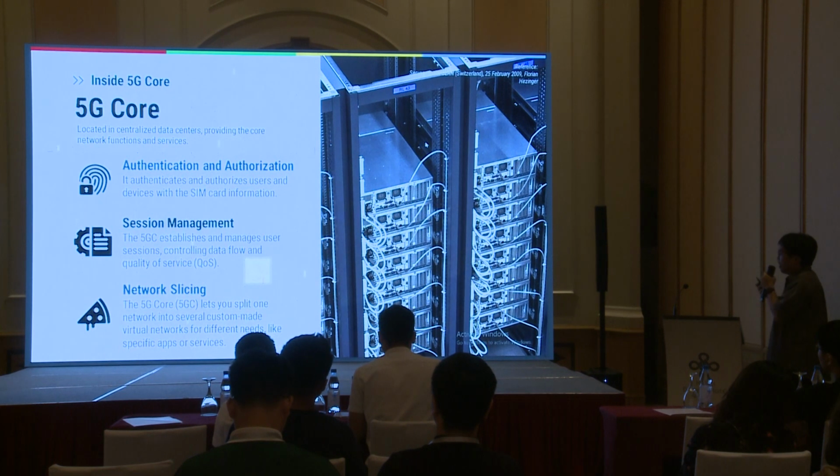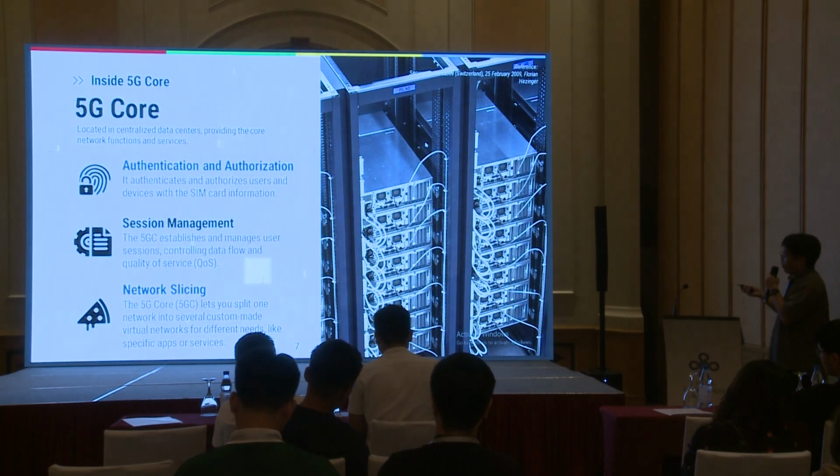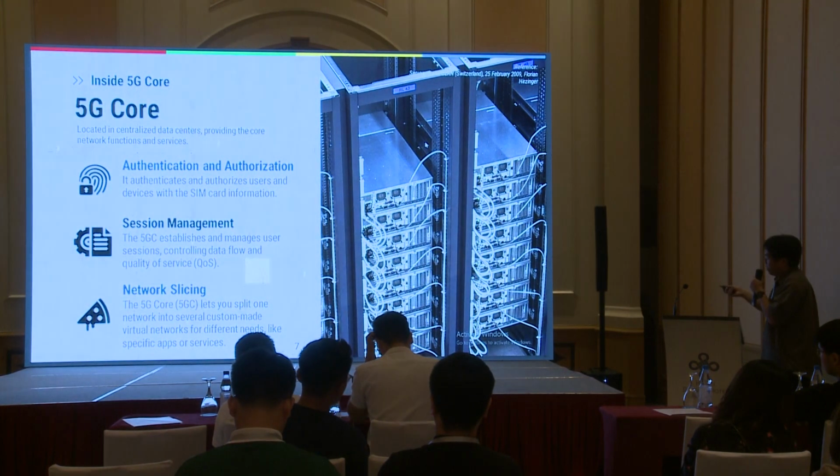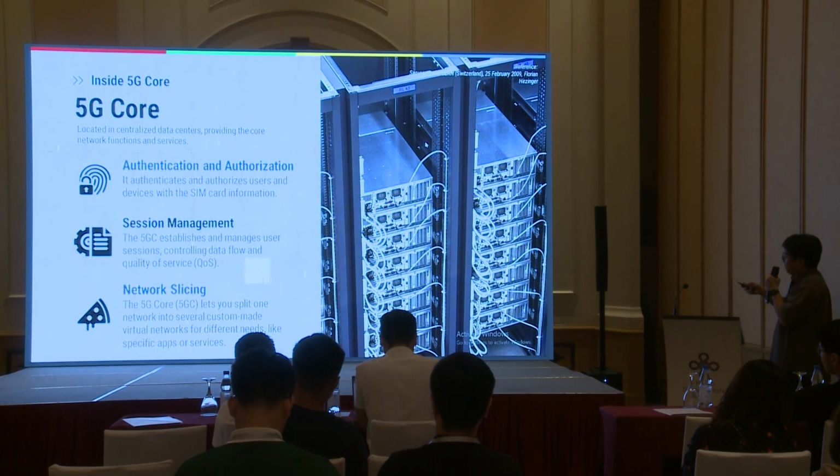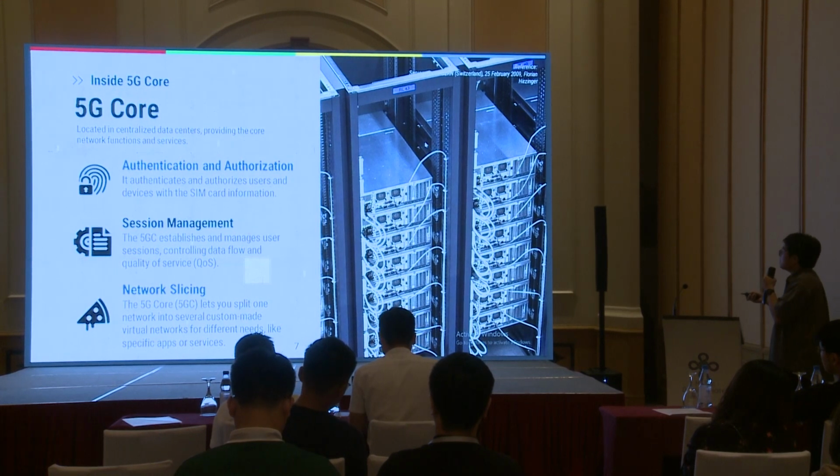Network slicing is a new idea in 5G networks. It tries to split a single physical network into different virtual networks for different needs. Like you can make a very low latency virtual network and stuff like that. All this is done within the 5G core.